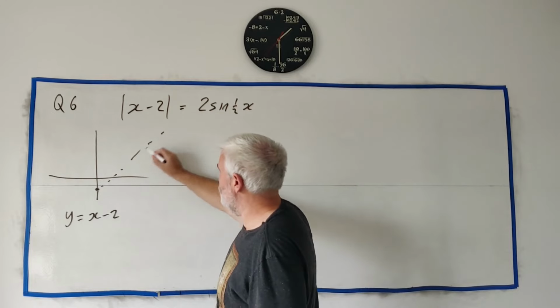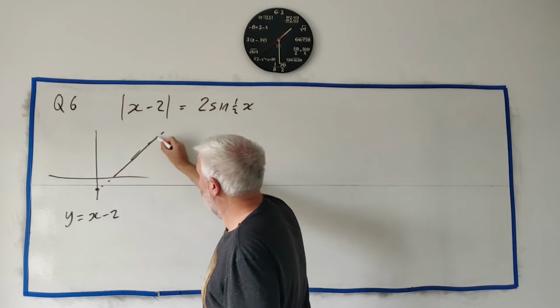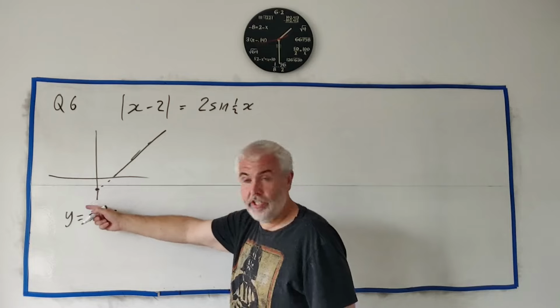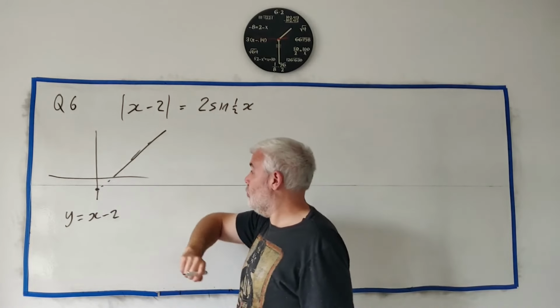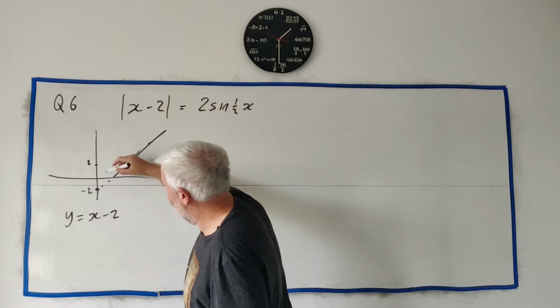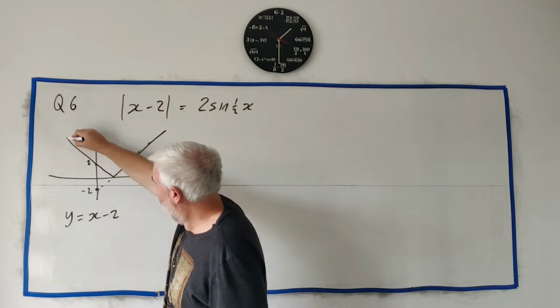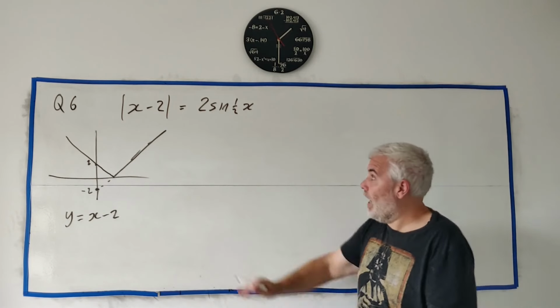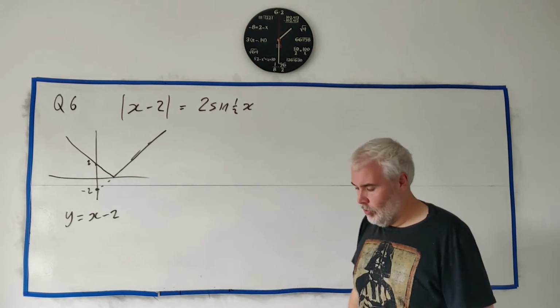Absolute value tells you anything above 0 is fine. Anything below 0 gets changed to a plus. So this minus 2 becomes a plus 2, and we go up like that. That's what the graph of this absolute value looks like.